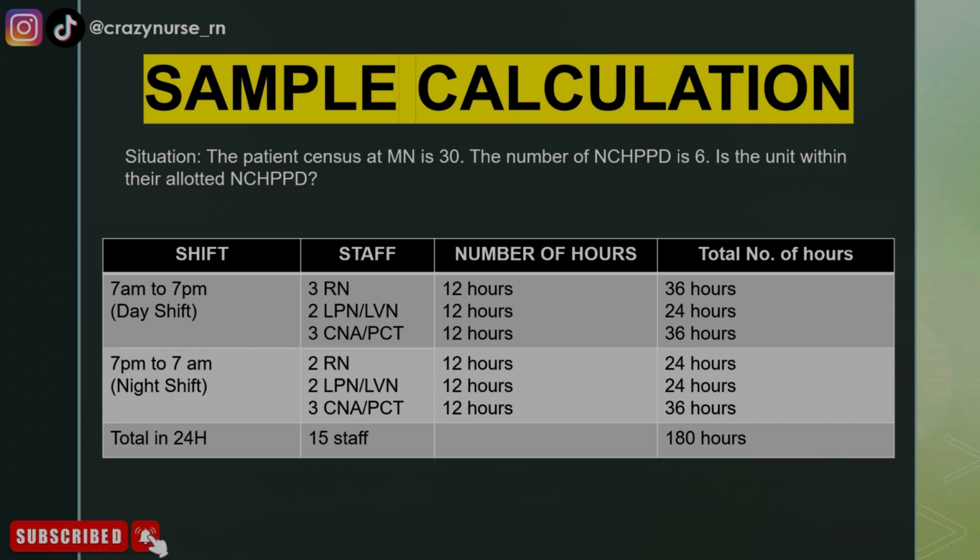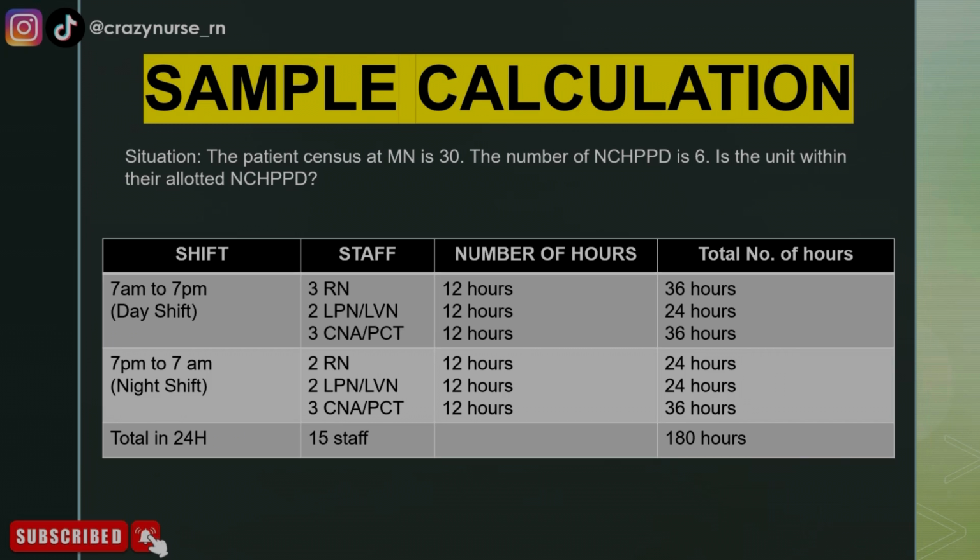Day shift starts from 7 a.m. to 7 p.m. and night shift starts at 7 p.m. to 7 a.m. For day shift, we have 3 RNs, 2 LPNs or LVNs, 3 CNA or PCT. For night shift, we have 2 RNs, 2 LPNs or LVNs, and 3 CNA or PCT. Each staff should render 12 hours of work.